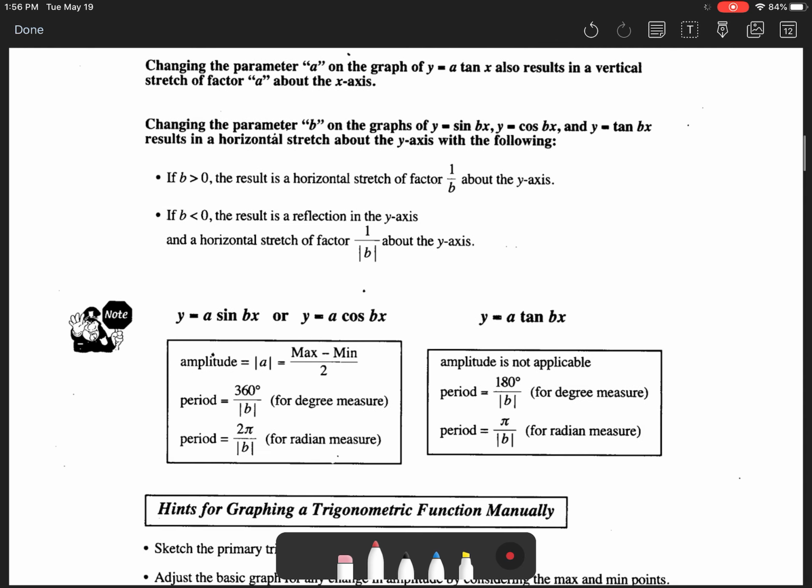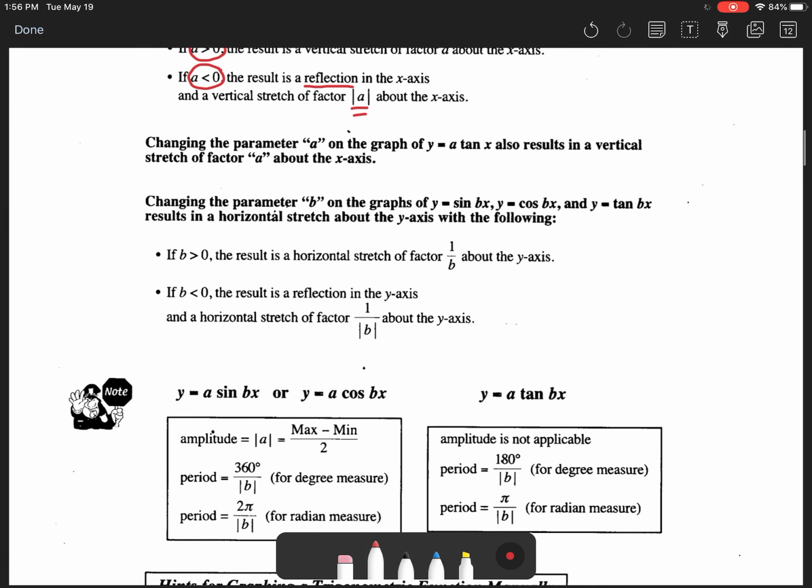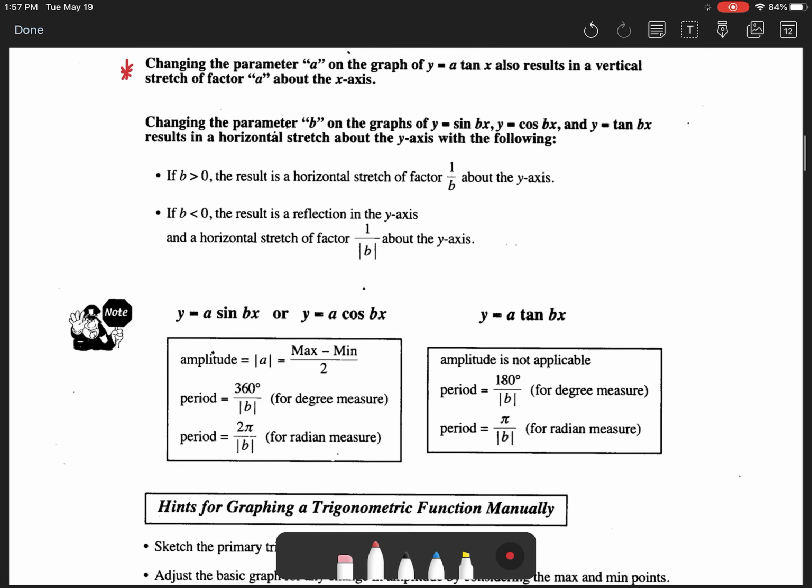Then we move down to B, and we should talk about this, I guess, before I glide past it. Changing the parameter A on tan of x also results in a vertical stretch. We will discuss that and see tan of x in a couple of questions, but it's a little bit different because tan does not have a max and a min value. So when we talk about tangent, there is no amplitude, and you'll see that in the chart below. So it's a little bit different.